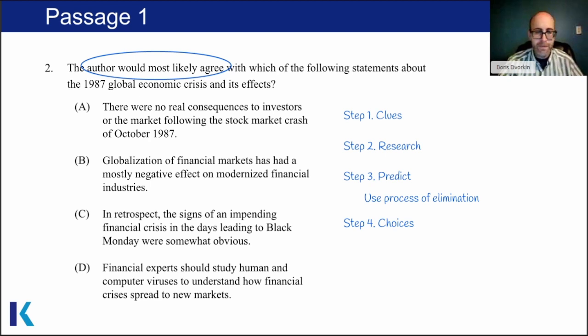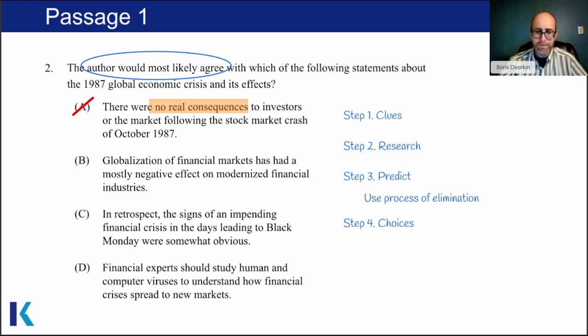So let's try choice A. There were no real consequences to investors of the market following the stock market crash of 87. Hey, let me know in the chat, folks, is that true? Were there no real consequences after the stock market crash? Yeah, that'd be kind of weird considering there was an entire paragraph about the consequences of this crash. It was the last paragraph of the passage. There's no way that it's choice A. So choice A needs to go away. We're going to cross it off.